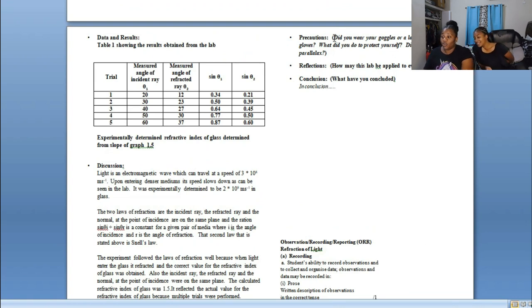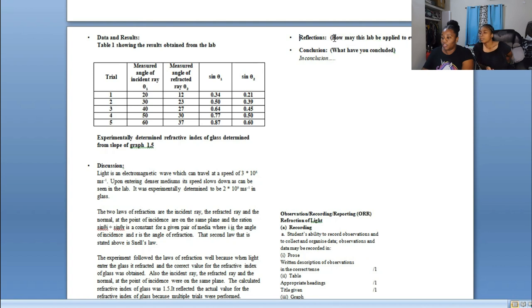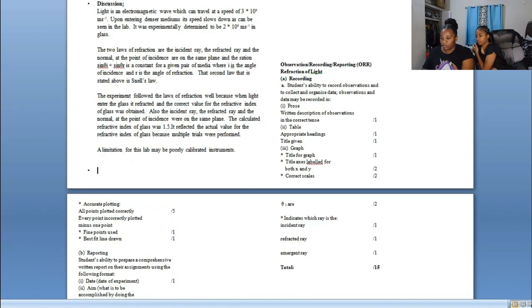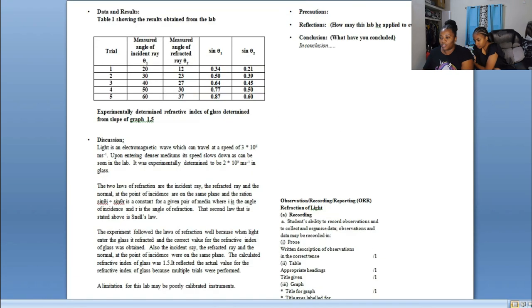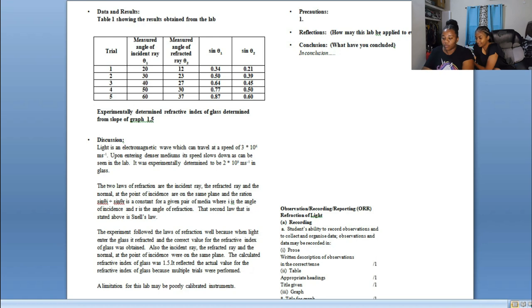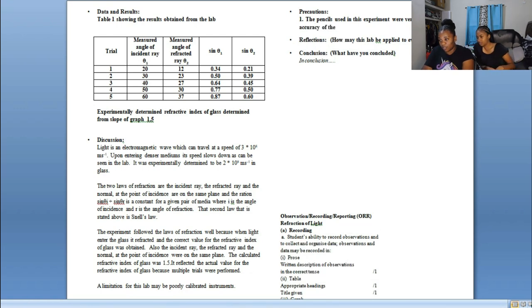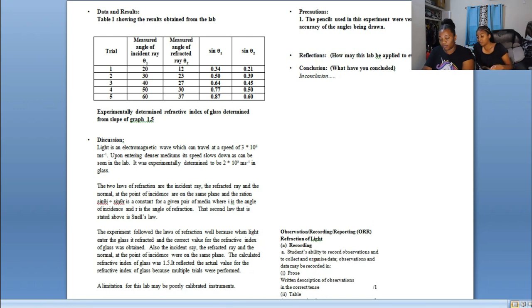So, what precautions did we take? We made sure that the pencils used were what? Right, the points were sharp. That's a precaution. The pencils used in this experiment were very sharp, to ensure accuracy of the angles being drawn. Any other one? Parallax was avoided while reading rulers.